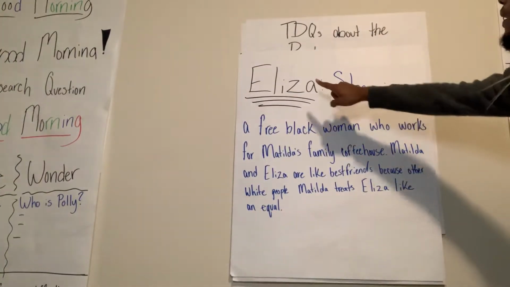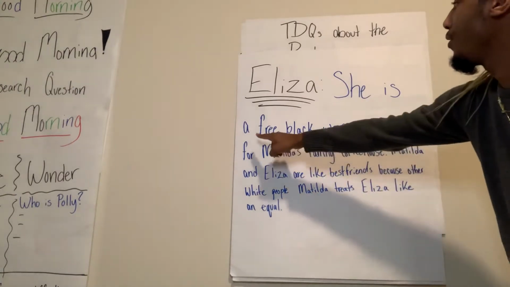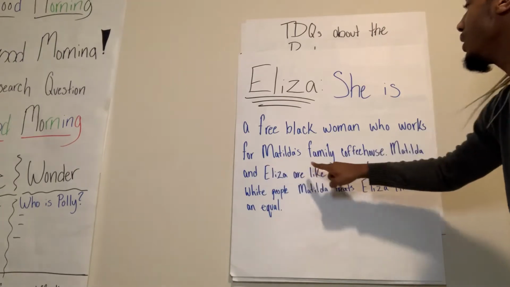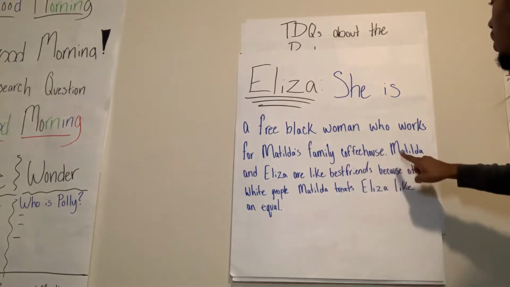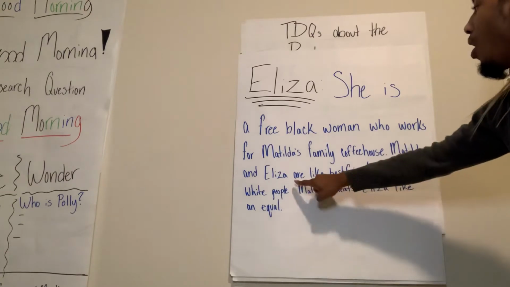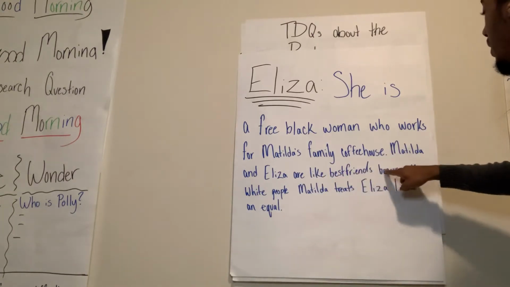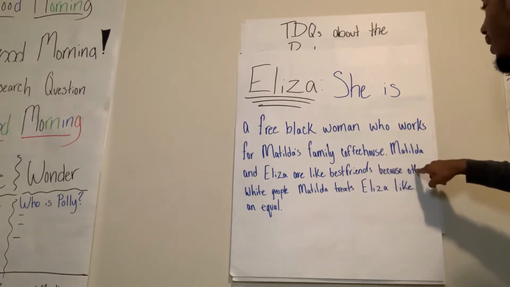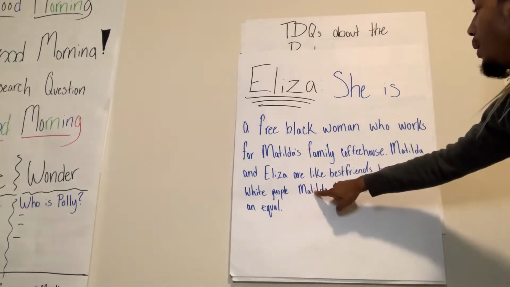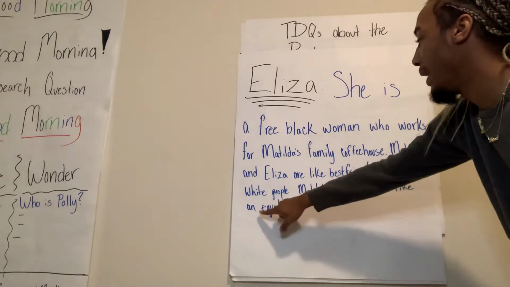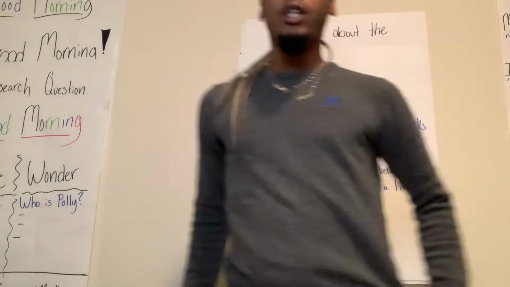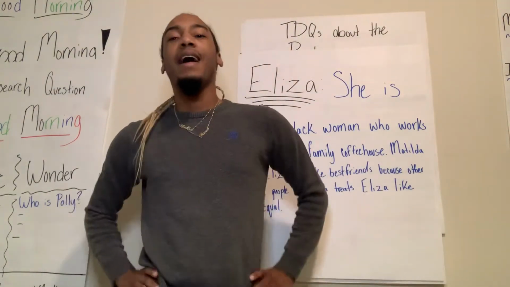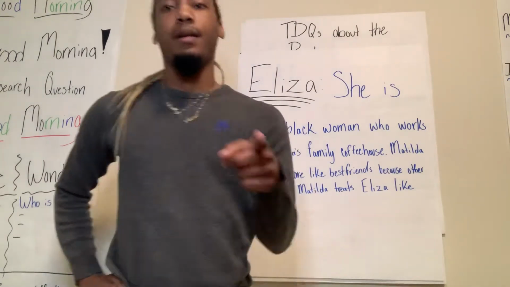All right, Alisa, she is a free black woman who works for Matilda's family coffee house. Matilda and Alisa are like best friends because, unlike other white people, I'll write that in, Matilda treats Alisa like an equal. All right, so for your assignment for this part of our lesson, I asked you guys to get my laptop.